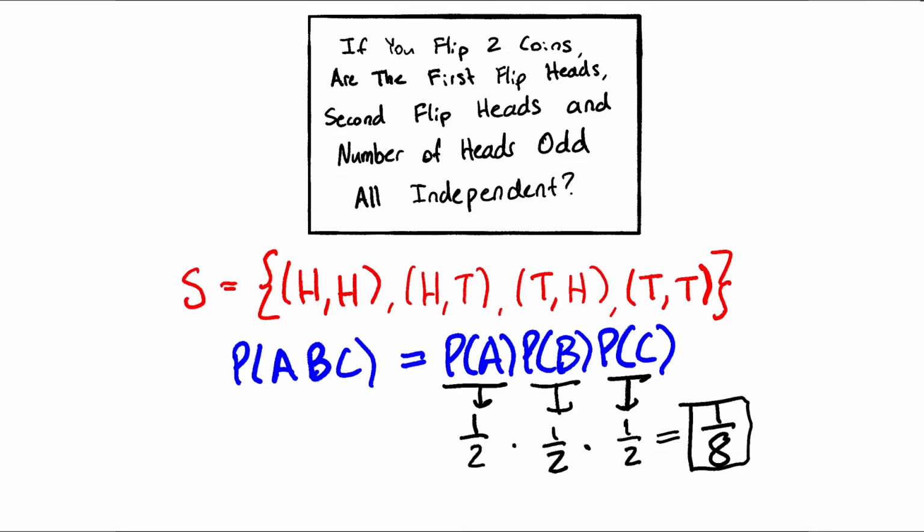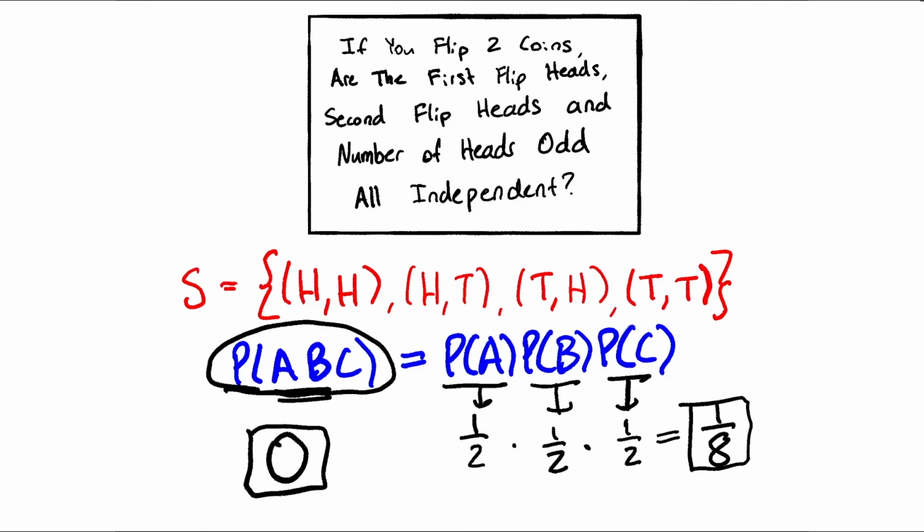Well, probability of A, B, and C is essentially asking, what's the probability that the first flip is heads, the second flip is heads, and we also have an odd number of heads? Well, if these two flips are both heads, that means we have two heads. There's no way we can have an odd number of heads. So the intersection of these three events is actually the null set. There's no possible way that this can happen. So the probability of A, B, and C is actually 0. And since 0 does not equal 1/8, these events are not independent. So our solution to this question is no, they are not all independent. The number of heads actually depends on A and B.